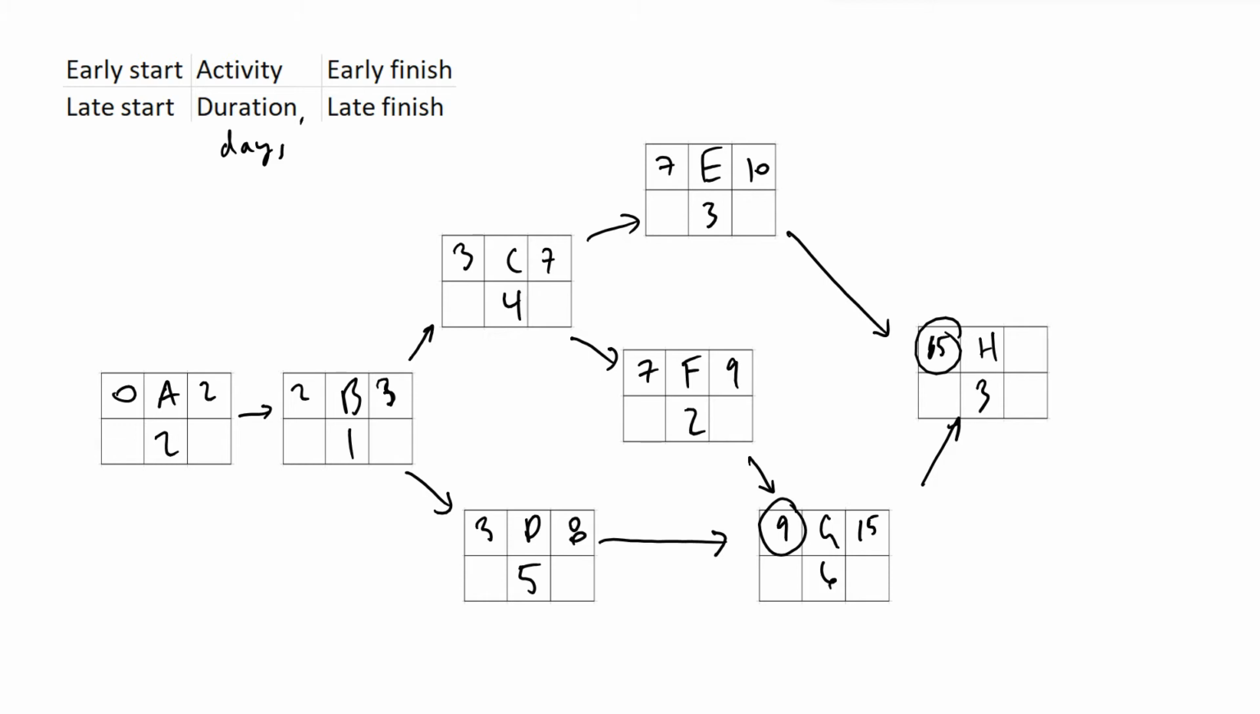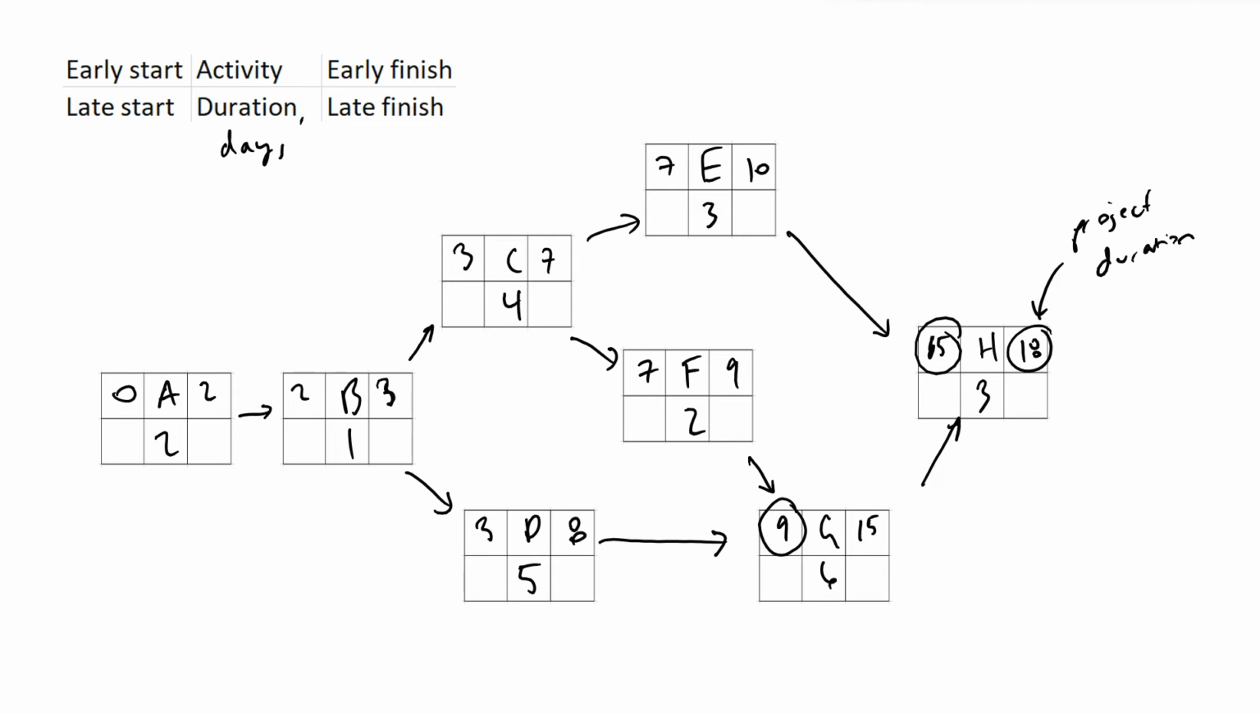And then finally, if activity H started on day 15 and goes for 3 days, we know that it's going to be finishing on day 18. So this is our project duration. So if someone came to you and said, based on this table, what is the duration of our project? It's going to be 18 days based on the logic that we just performed in our forward pass.